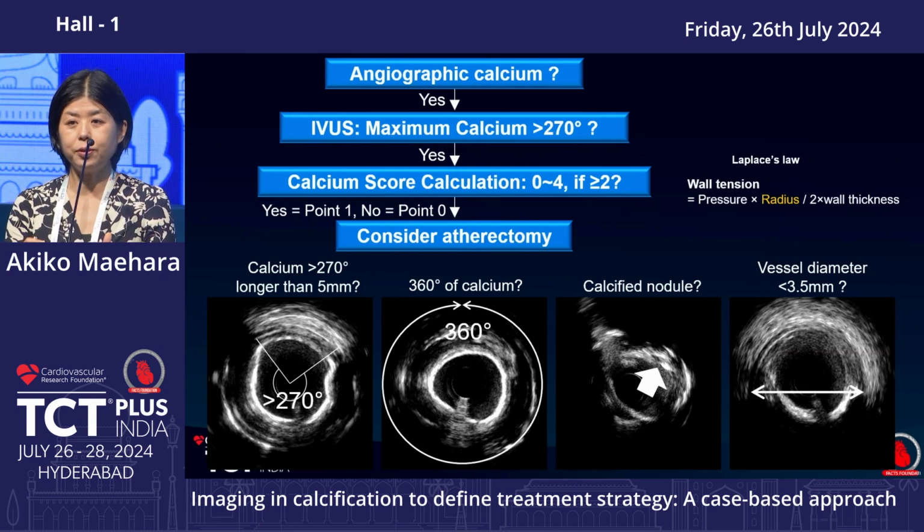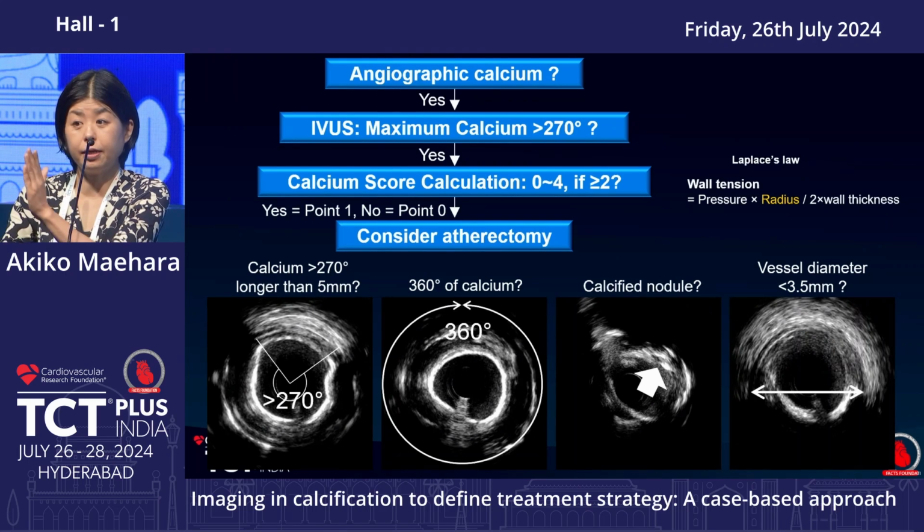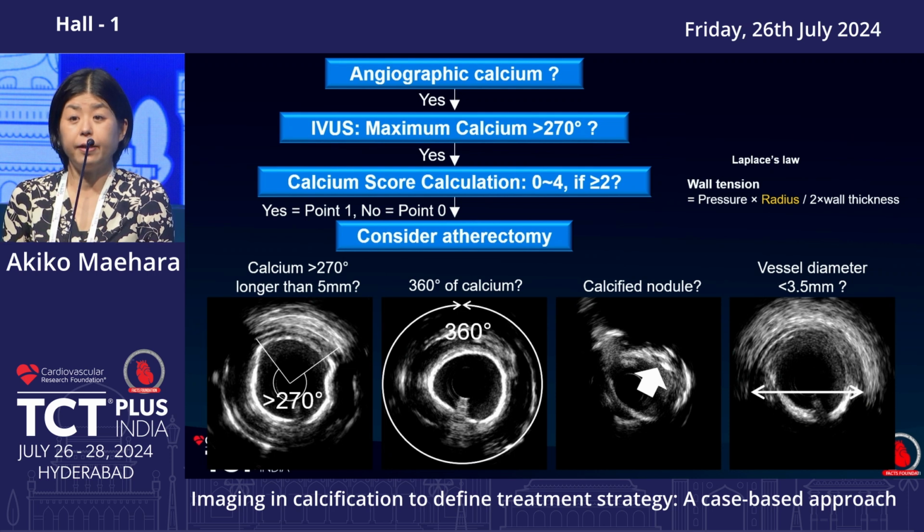People ask me why you put the vessel size as part of the calcium score. It's because if you put the same pressure, in a 3.0 segment versus a 4.0 segment, the vessel wall tension correlates with the radius of the vessel. So if you put the same pressure into a large vessel, the mechanics are different. So making a good fracture, you need good pressure, and vessel size does matter. So altogether, that's a calcium score. And if this is more than 2, we recommend additional treatment.